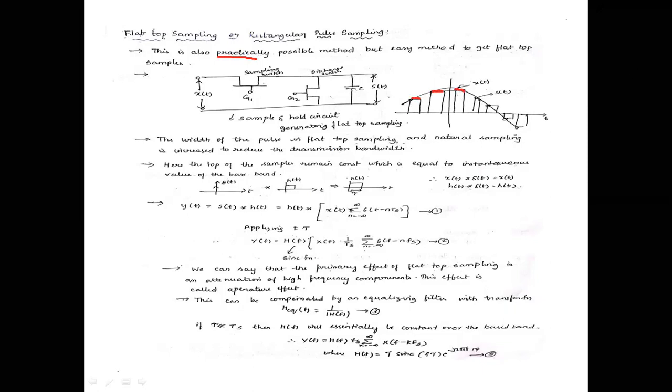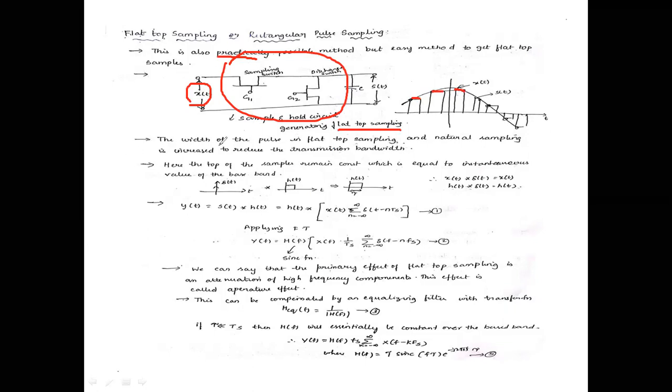The circuit diagram has the sampling switch and the discharge switch here. We can call it a sample and hold circuit. The sample and hold circuit generates flat top sampling. Using this circuit, it generates flat top sampling. Okay, when this X of t is a signal, with this sample and hold circuit we get a sample of X of t, then we will get the delta of t here.